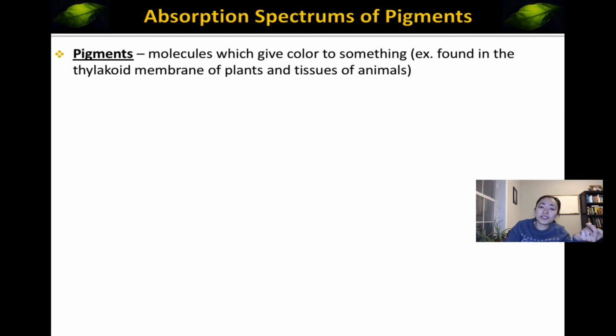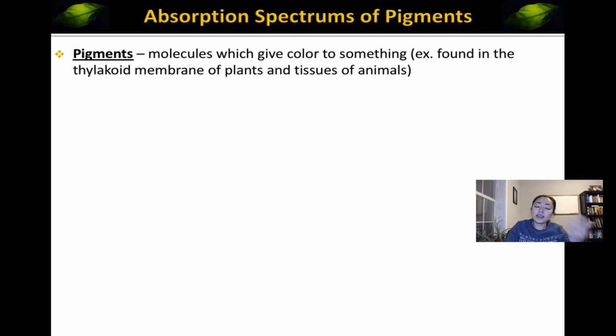Plants have molecules in them called pigments. Pigments are a wide range of molecules which give color to something. Pigments can be found in plants, for example, in their thylakoid membrane. That's what gives plants their green color. However, we also have pigments in our skin that give it its brown color. We have pigments in our blood that turn our blood red. So pigments can be found in many different places, and they're pretty much anything that gives something color.